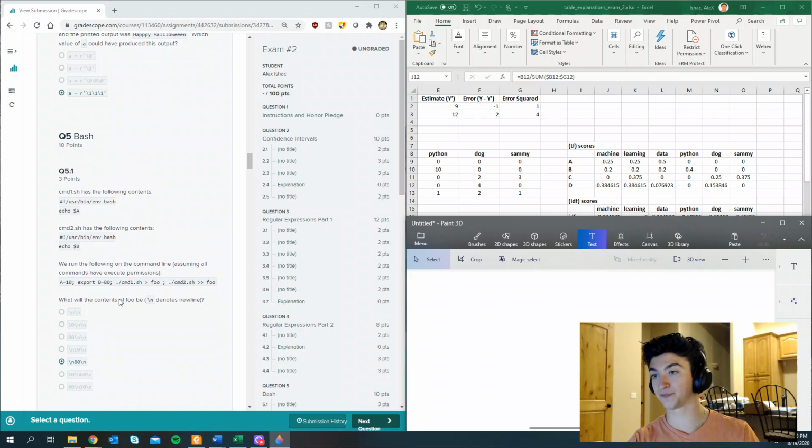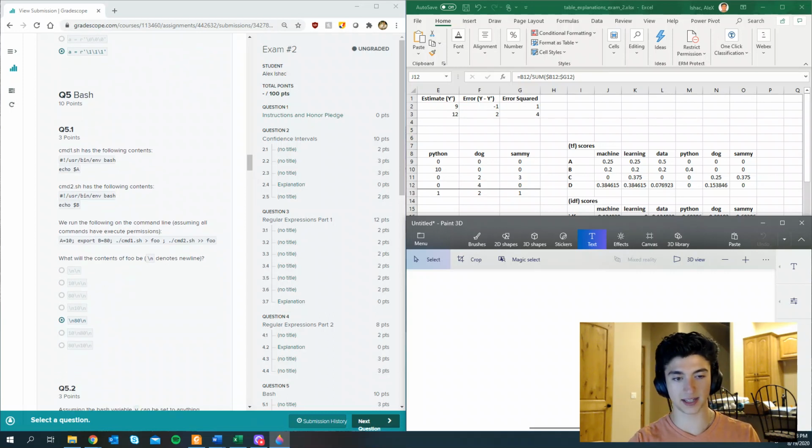5.1, moving on here, bash now. 5.1 says command1.sh has the following contents. Command2.sh has the following contents, right? So we run the following on the command line, assuming all commands have execute permissions. So what will the contents of foo be, assuming that \n denotes new line? The answer is \n 80 \n, which is what we have here.